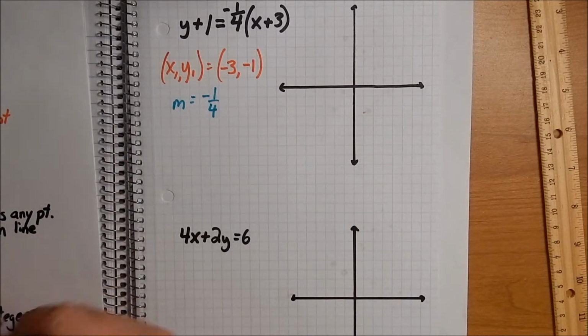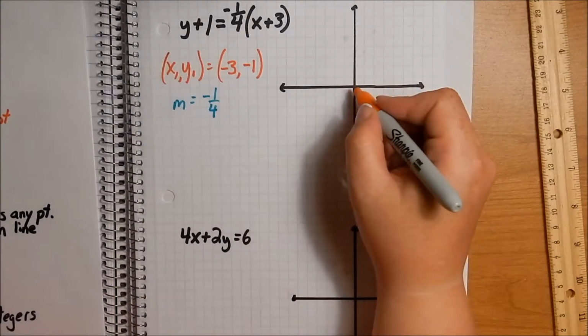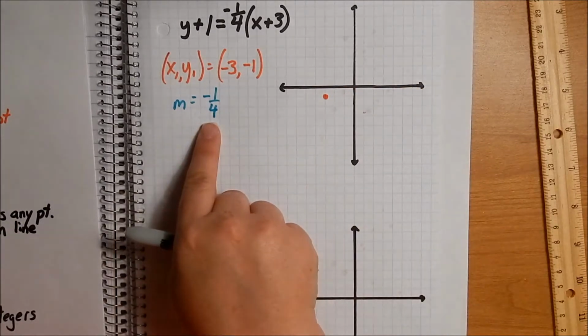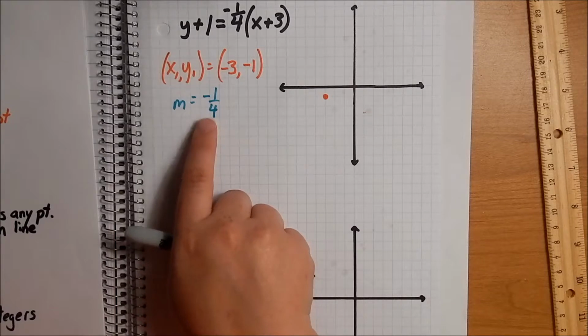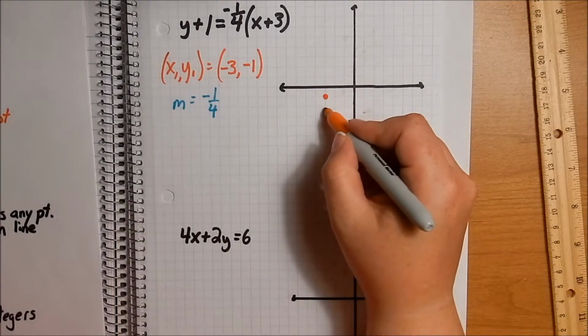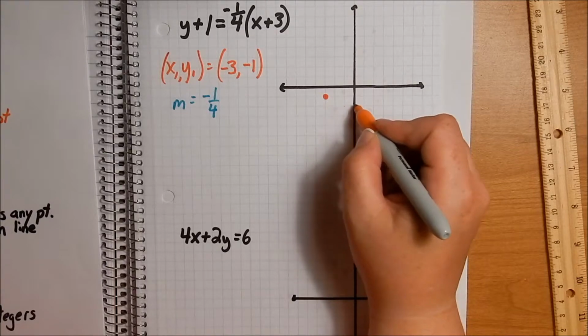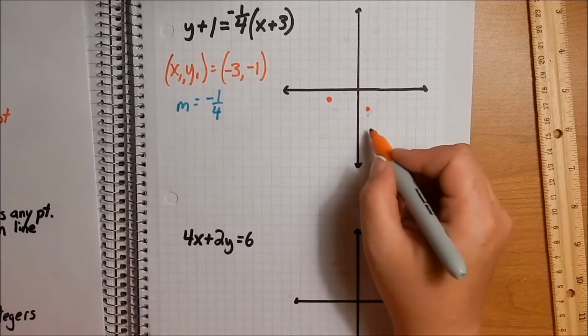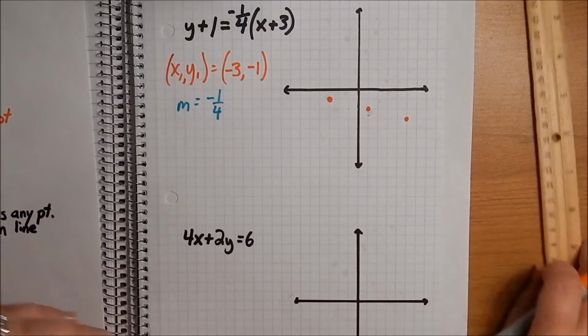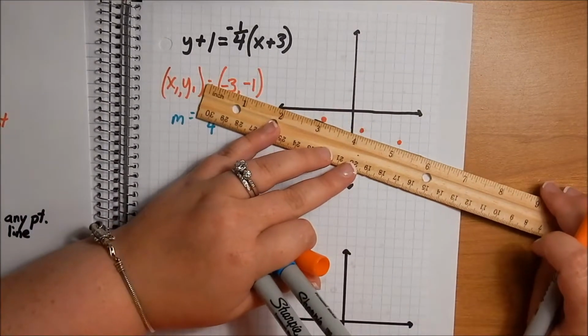So now I'm ready to graph. I start at negative 3, negative 1, and I follow my slope of negative 1/4. So what does that slope of negative 1/4 tell me to do? Down 1 to the right 1, 2, 3, 4 spaces. Down 1 to the right 4. Okay? I'm out of room, so you just connect these dots.